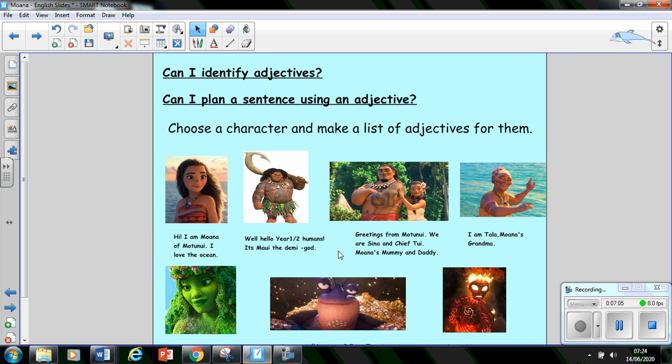Okay, and when you have done that, what I'd like you to do is start using those adjectives in a sentence. So for example, if I were talking to my learning partner at home, and I would look at my bank of adjectives for Chief Tui, and I would say to them, Chief Tui is strong, okay? Or strong Chief Tui is the village chief. So just have a think about those lists of adjectives that you made and start using them in a sentence with your learning partner. That is all you are doing today.